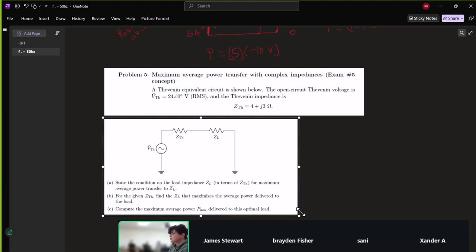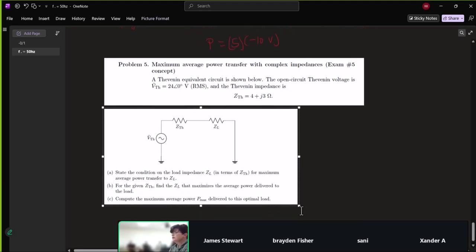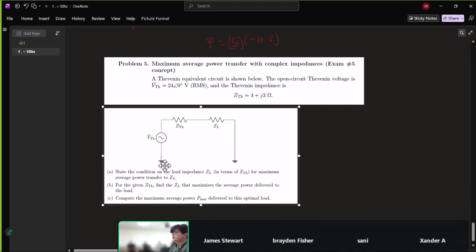So you would want your load to be the complex conjugate of your circuit impedance. We have a Thevenin equivalent circuit as shown below. The open circuit Thevenin voltage is V Thevenin, 24 angle 0 volts RMS, and the Thevenin impedance is 4 plus j3 ohms. So the resistor is 4 ohms, and the inductance j omega L equals j3, so omega L equals 3.